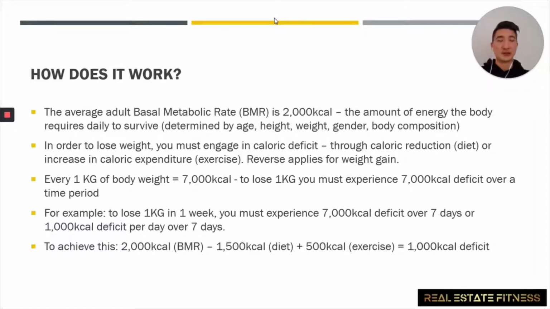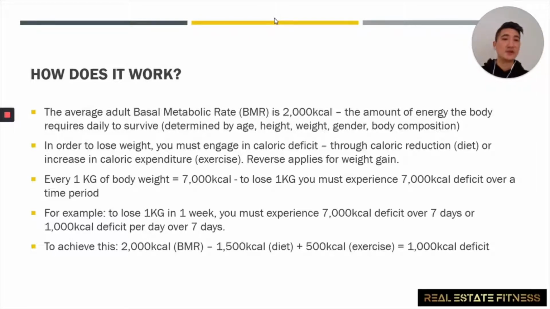This is done through a caloric reduction or diet, or you have to increase your caloric expenditure through exercise and movement. And the reverse is applicable for weight gain. If you want to gain weight, you got to eat more and exercise less. For every 1 kilo of body weight, it's equivalent to 7,000 calories.